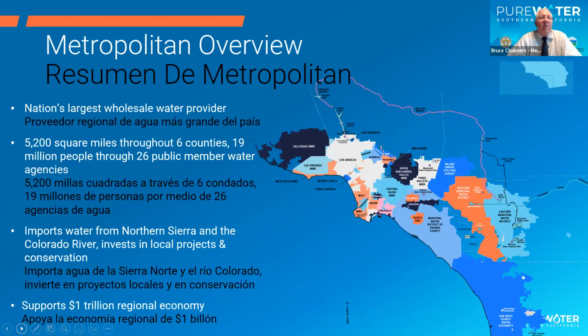Metropolitan is the nation's largest wholesaler of water. Our service area covers approximately 5,200 square miles in 6 counties from Ventura to the Mexican border. This area has about 19 million people, and our agency is made up of 26 public member agencies. We import water from Northern California as well as the Colorado River, and we also invest in local projects and conservation. The water we supply supports a regional economy of over $1 billion. Next slide.